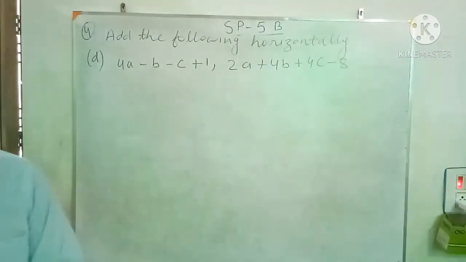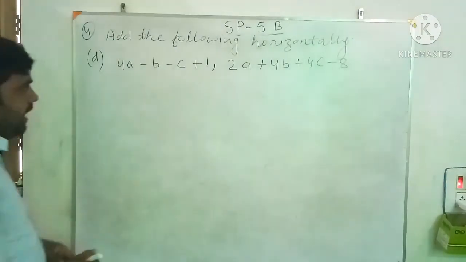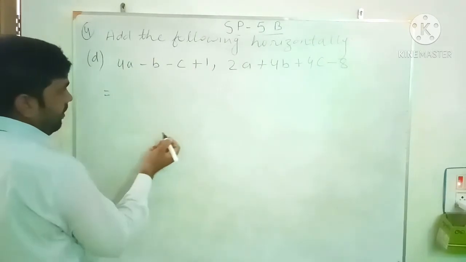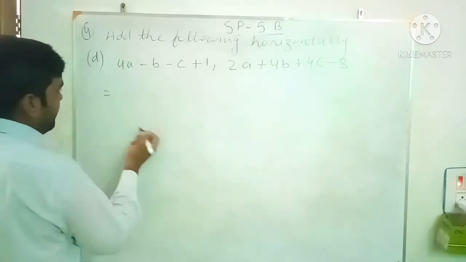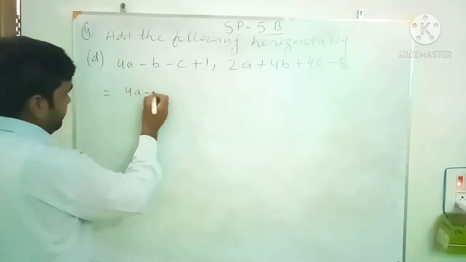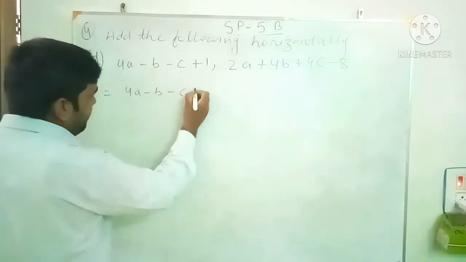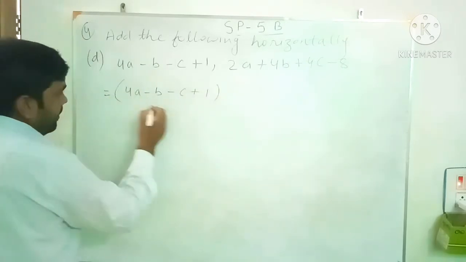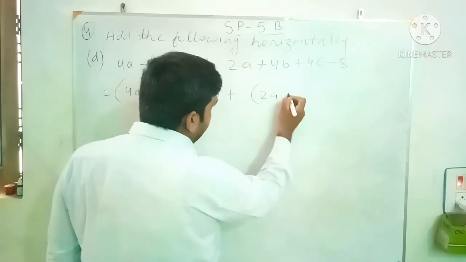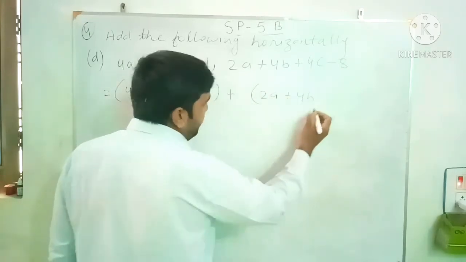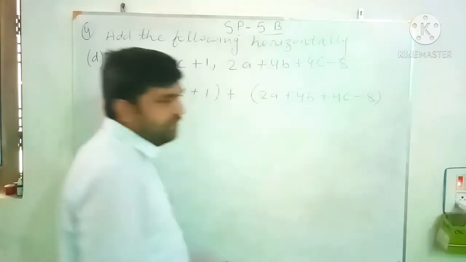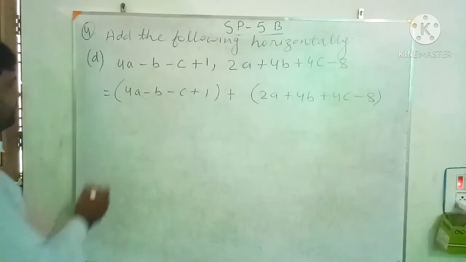Now here we have to do the addition horizontally. Again we will write these two polynomials in two different brackets, in two groups. So first we write 4a minus b minus c plus 1 in one bracket. This is the first polynomial. In the second bracket we write the second polynomial, 2a plus 4b plus 4c minus 8.